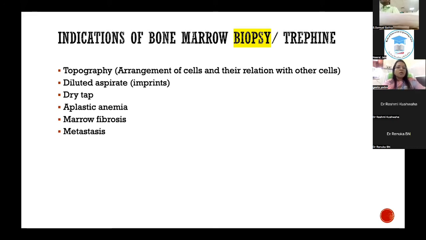In cases where we do not get a sufficient amount of aspirate, or a dry tap or clotted aspirate. Then in the definition of aplastic anemia, it is written that the diagnosis is made when cellularity is less than 25% in bone marrow biopsy. So in diagnosis of aplastic anemia, we need bone marrow biopsy. Also to look for marrow fibrosis in cases of myeloproliferative disorders. And for metastasis, because there are clusters of cells, they do not get aspirated in bone marrow aspirate. And in certain granulomatous diseases also, we do not see cells in aspirate. So in those cases, we require bone marrow biopsy.